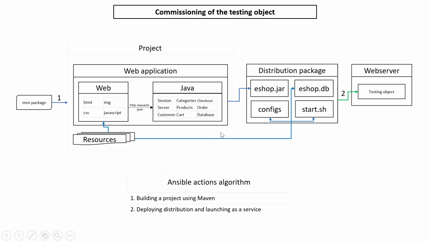While the application is running, it will use various resources. For example, some of the resources are stored in the final jar file, such as pictures of the products, pictures of the categories, and also some of the project resources are stored outside the final jar file, such as configuration files, startup files, and database.